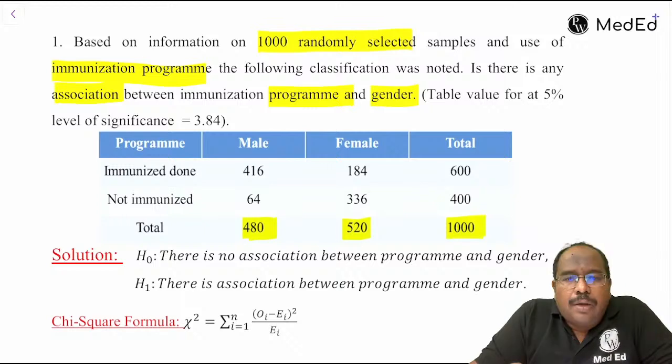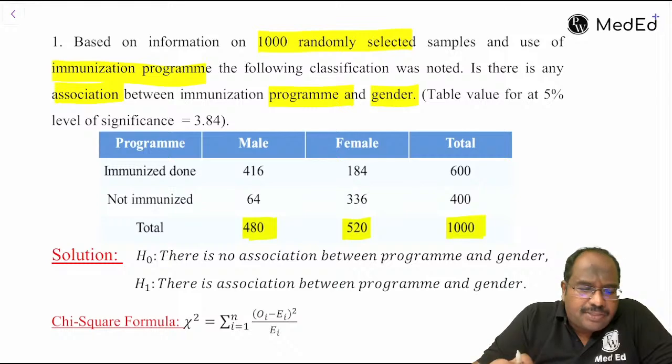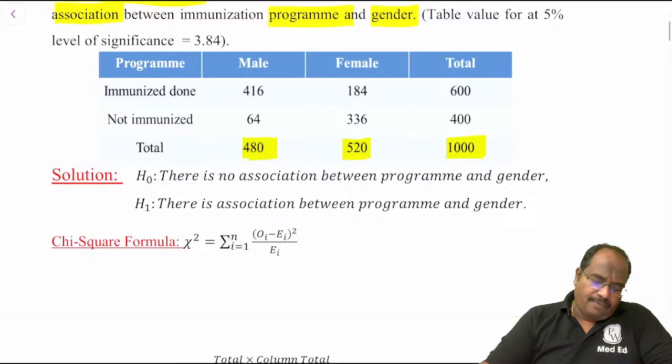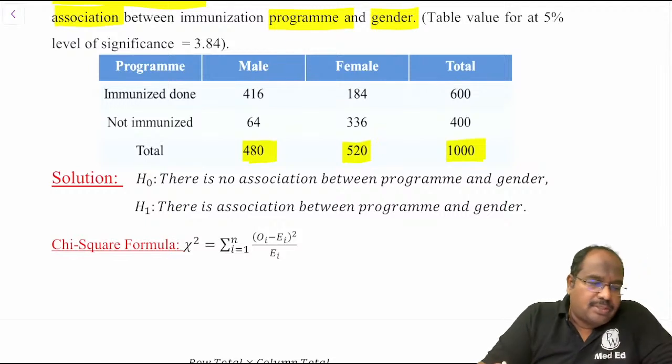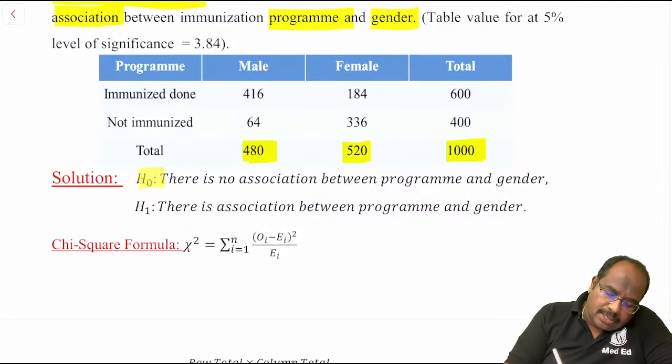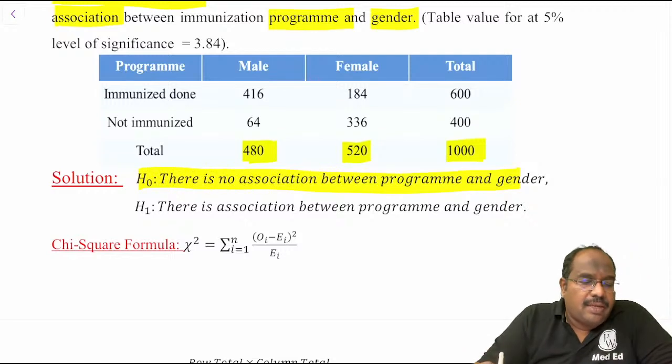Now the solution here is: they want to see whether there is a difference between the immunization program and gender. First, we have to assume the hypothesis. What is the hypothesis here? First is the null hypothesis. We are going to make an assumption that there is no association between program and gender.